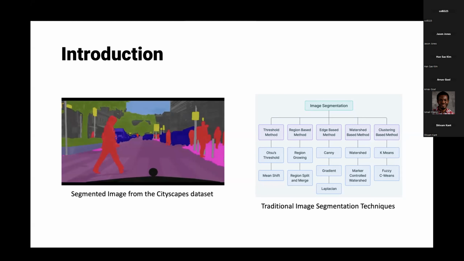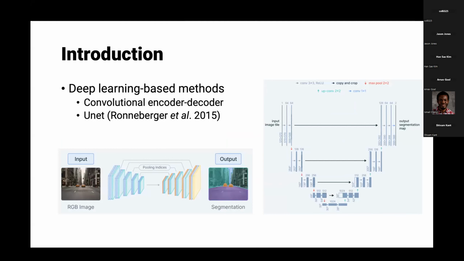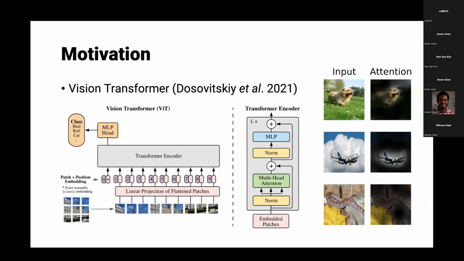And these are examples of some traditional image segmentation techniques. As deep learning has emerged, various researchers have extensively researched the adaptation of deep learning techniques to these vision tasks. One of the traditional and classical architectures is the convolutional encoder-decoder architecture, and the most successful and widely accepted model is the UNet model. You can see the architecture in the figure on the right here.